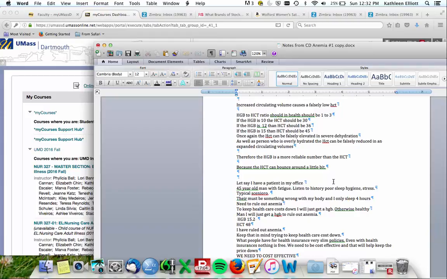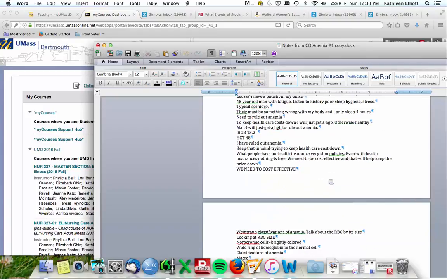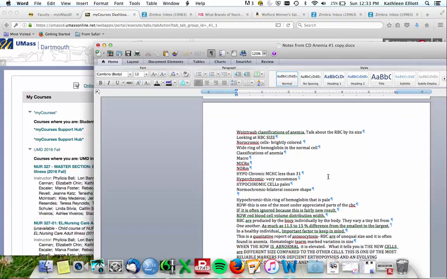To keep healthcare costs down, most likely you would want to just get a hemoglobin in an otherwise healthy individual. Just get a hemoglobin to rule out anemia. So his hemoglobin is 15.2, and if you do the math, then his hematocrit should be 48. And basically, I've ruled out anemia. Keep that in mind when you're trying to keep healthcare costs down. Today, a lot of people have health insurance, but their policies are slim, and there are also very large deductibles. We need to think about being cost effective.